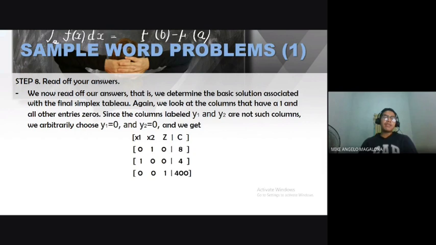We now read off our answers. That is, we determine the basic solution associated with the final simplex tableau. Again, we look at the columns that have a 1 and all other entries zeros. Since the columns labeled y sub 1 and y sub 2 are not such columns, we arbitrarily choose y sub 1 equals 0 and y sub 2 equals 0, and we get the following equation.